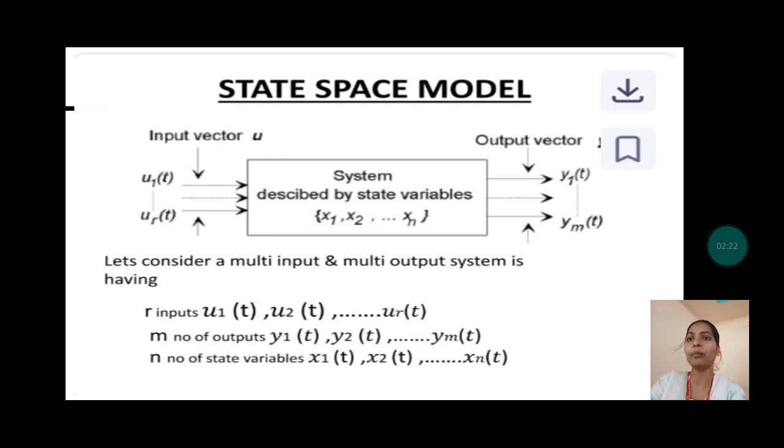Firstly, we have to know the model of the state space. Here you can see the block diagram, system described by state variables and input vector and output vector. Let us consider a multiple input and multiple output system having r inputs u1 of t, u2 of t, etc. ur of t. M number of outputs are y1 of t, y2 of t, and so on, ym of t. N is the number of state variables, x1 of t, x2 of t, and so on, xn of t.